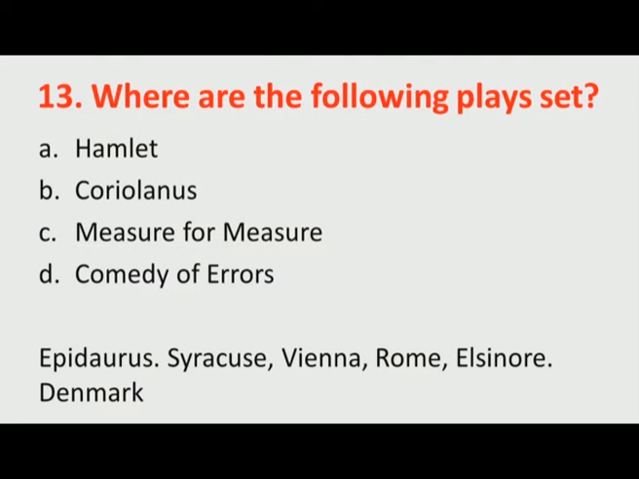Number 13. Where are the following plays set? So, we are looking at the space, the geographic location of these plays. Hamlet, Coriolanus, Measure for Measure, Comedy of Errors. Your choices are Epirus, Syracuse, Vienna, Rome, Elsinore, Denmark. So, where are these plays set?